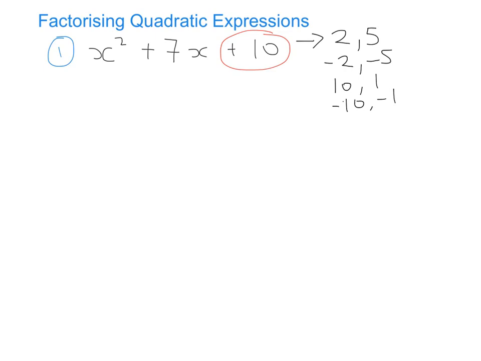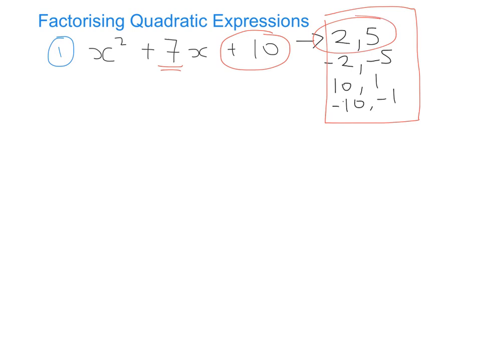Once you've done that, you're going to look to the number which is in front of your x, the coefficient, and that is plus 7. So you need to ask yourself, out of those numbers on the right hand side that we've just written down, which of these will add together to give you plus 7? And out of all of these, the only two numbers that will add together to give you plus 7 are 2 and 5. You've basically done all of the hard work.